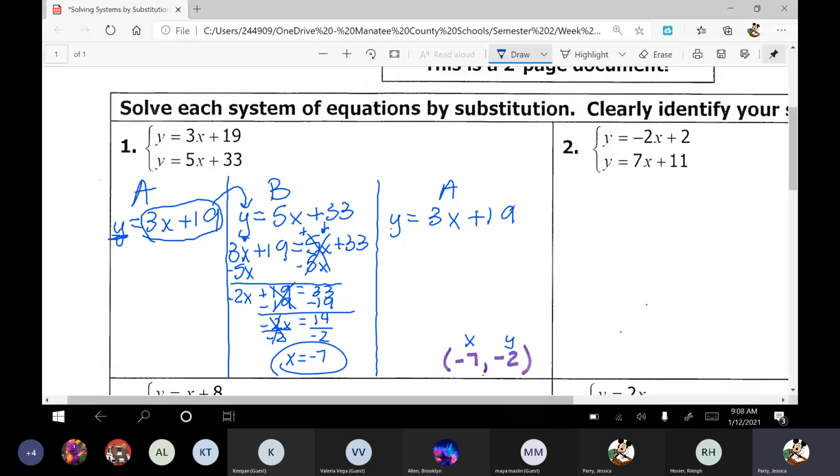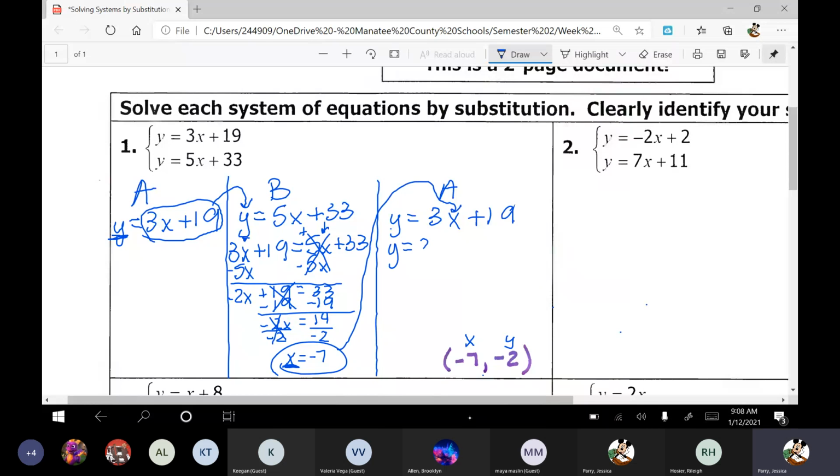So let's continue. I know I got it right because down here it says x is a negative 7. And I'm going to take this negative 7 and I'm going to plug that into the A equation. Since x equals negative 7, this negative 7 is going to go into, substituted into the variable x. So let's rewrite this equation, but instead of the x, I'm going to put my negative 7.